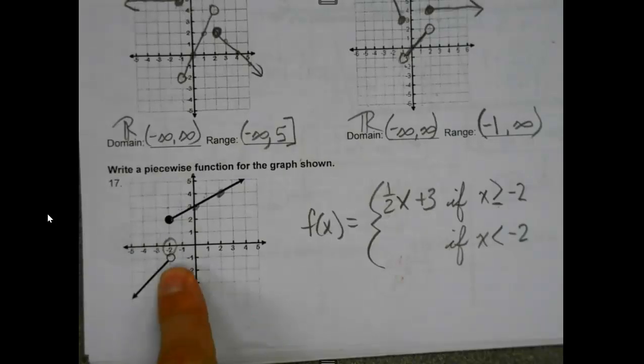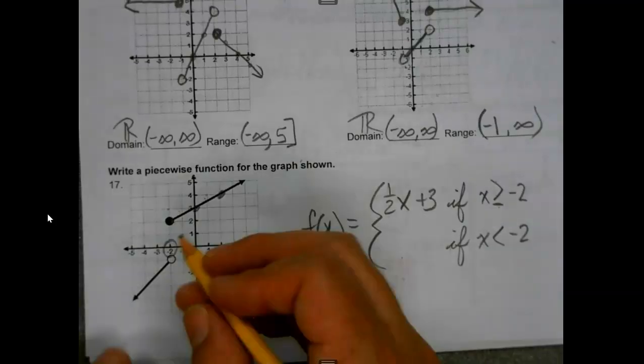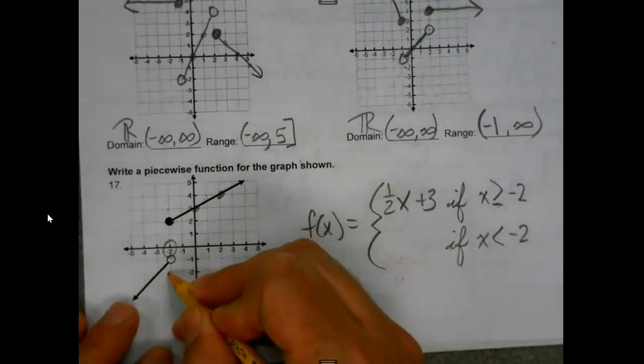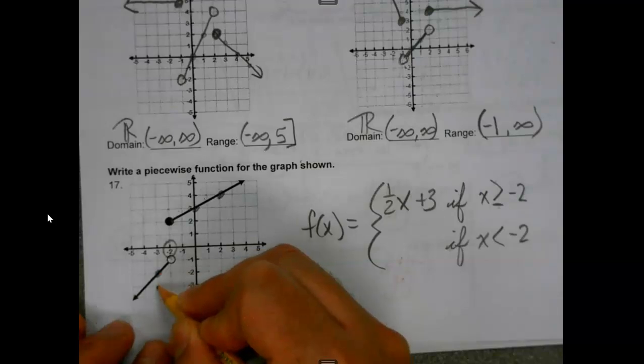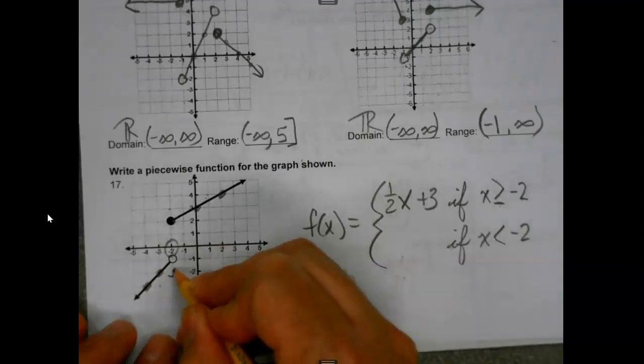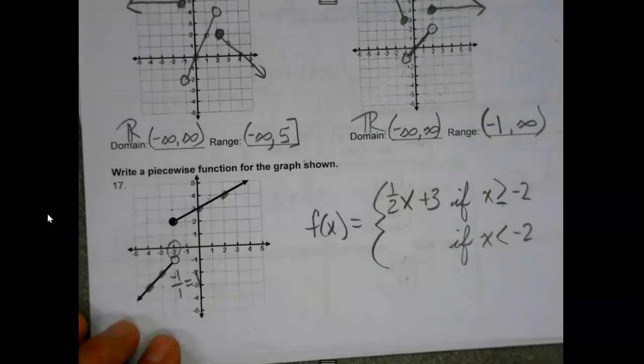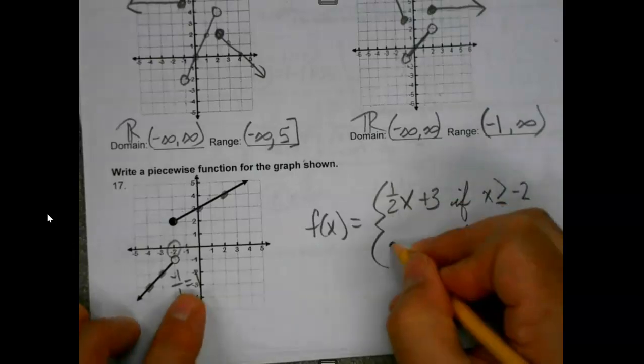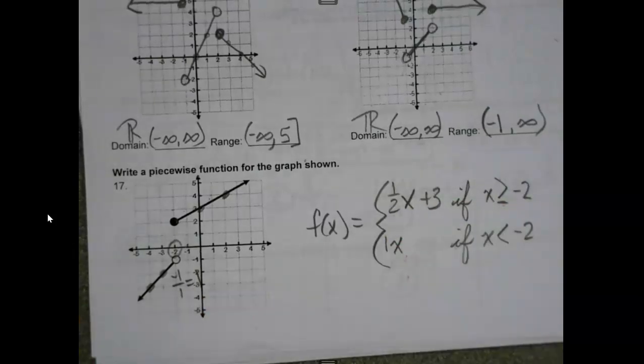Now, this one's a little more interesting. I can figure out down 1, left 1, down 1, left 1. So my slope will actually be +1. So I could just put x. I can put 1x. It doesn't hurt.